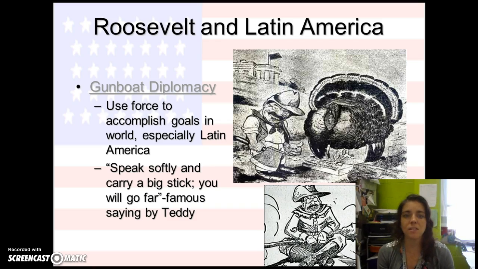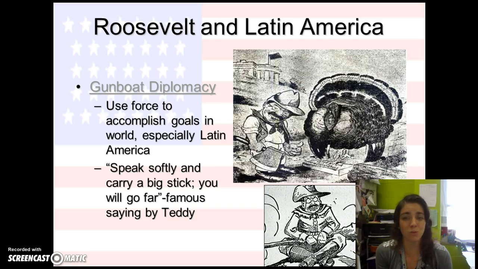He said, speak softly and carry a big stick, you will go far. That basically means I'm going to be nice to you, and I'm going to say, how are you? How's your family? And that makes me seem really nice, right? But say I had a gun in my hand, and I was like, how are you? How's your family? Then that would be a little bit more threatening.